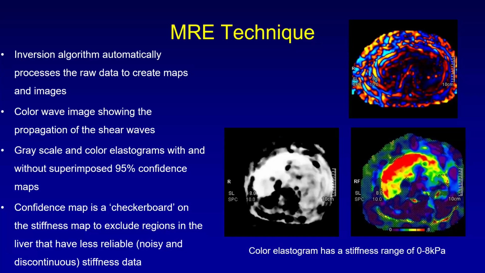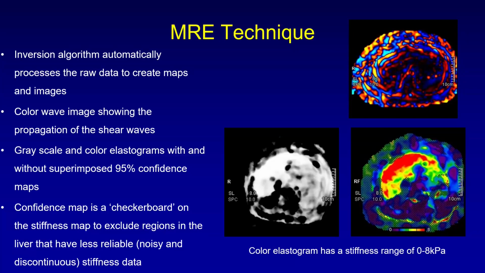the machine itself, you have the software there, which uses an inversion algorithm, processes the raw data to create maps and images. So the image that you're seeing in the top right, that is the color wave image, and it shows the propagation of the shear waves. That's an important image, because when you analyze this, you will be able to progress further. So I'll come to that when we talk about the interpretation. Then the bottom two images are the grayscale elastogram and the color elastogram.